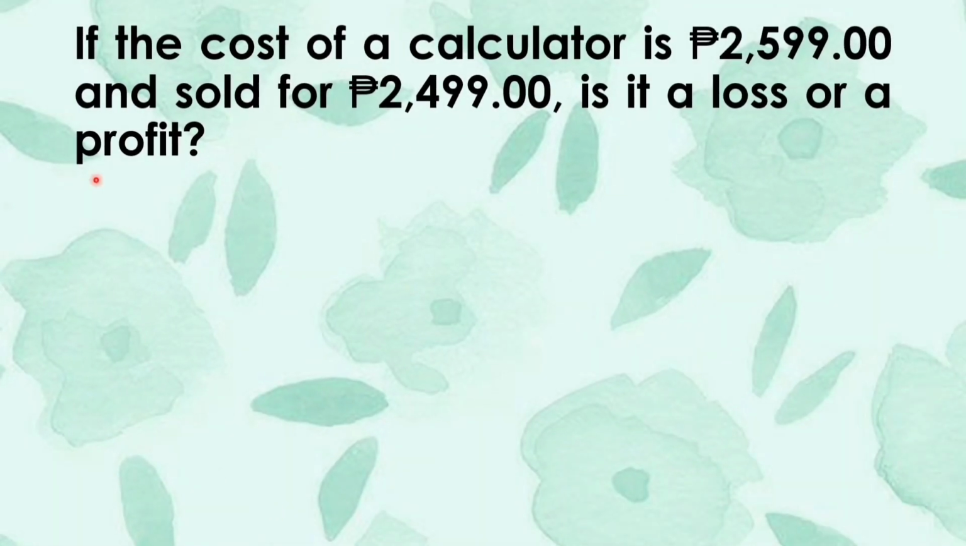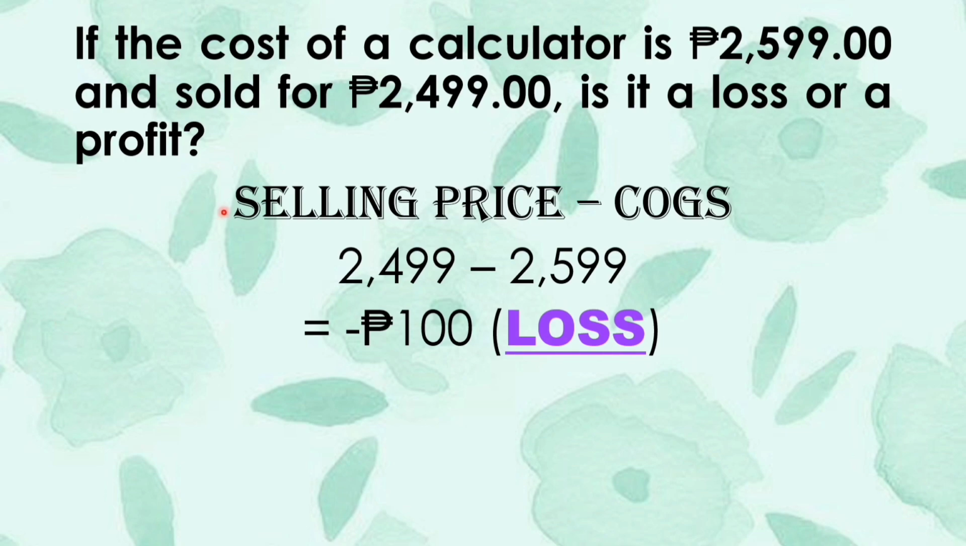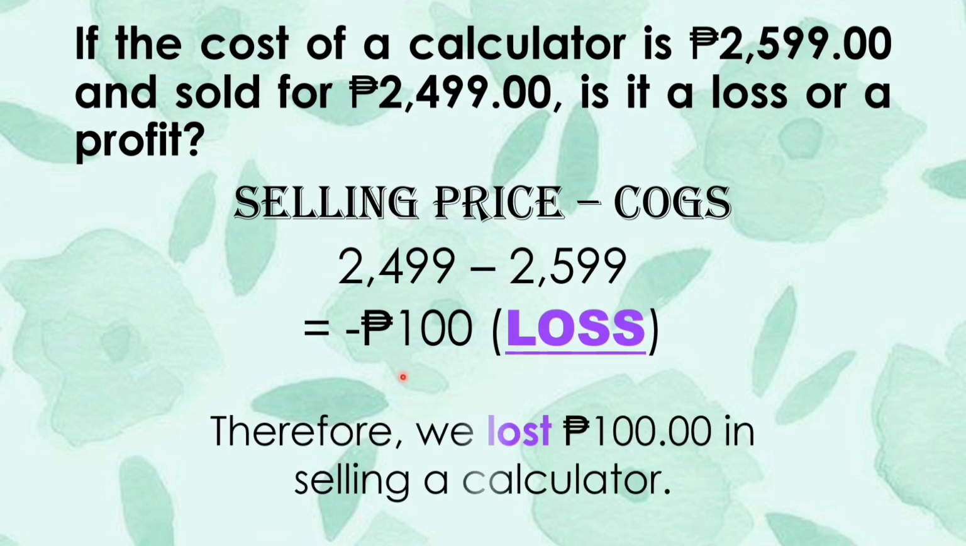Next problem, if the cost of a calculator is 2,599 and sold for 2,499, is it a loss or a profit? To compute, subtract the COGS from the selling price, then we will have 2,499 minus 2,599 equals to negative 100. Since we got a negative amount, we have a loss. Therefore, we lost 100 pesos in selling a calculator.